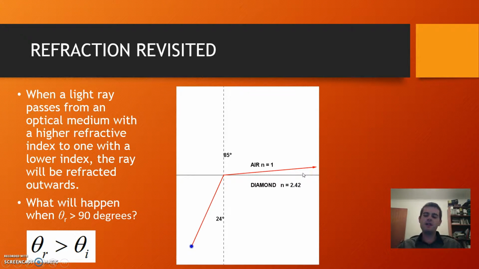So the question here is, what happens if your angle of incidence is greater than 24 degrees, as shown here, and you end up with a ray of light where the angle of refraction is greater than 90 degrees? So it's actually going back into the material. What happens in that case?